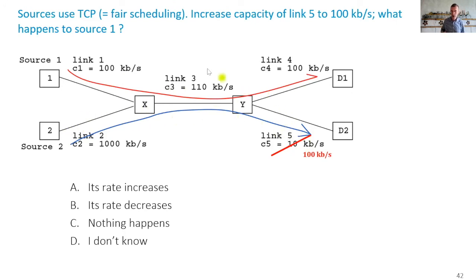If we do things right, which is with congestion control, the blue flow will not send at 1000 kilobit per second because it has a bottleneck of 10 kilobit per second at destination. So it will send at 10 kilobit per second. And because it sends at 10, the red flow is able to send at 100 and there's no problem. Right? So this is the behavior when we do congestion control. Now assume we increase the capacity of this link here, which was the bottleneck for source 2. We multiply its capacity by 10. What will happen to source 1, to the red source here?